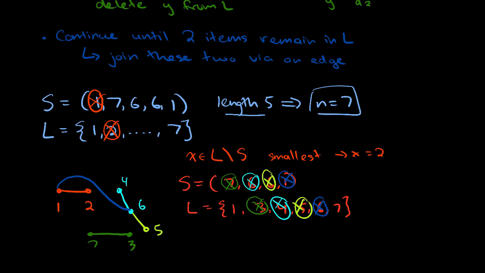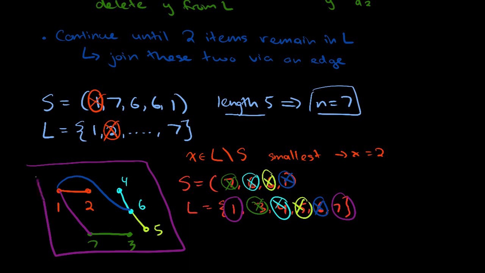And now what do we have? Well, we only have 2 things left in L. They are 1 and 7. And our rule tells us that when we get to this point where we have only 2 items left in L, we should just go ahead and join those via an edge. So we join 1 and 7 like that. Okay, in fact, this is exactly the tree. This right here is exactly the tree that we started with in the other video.